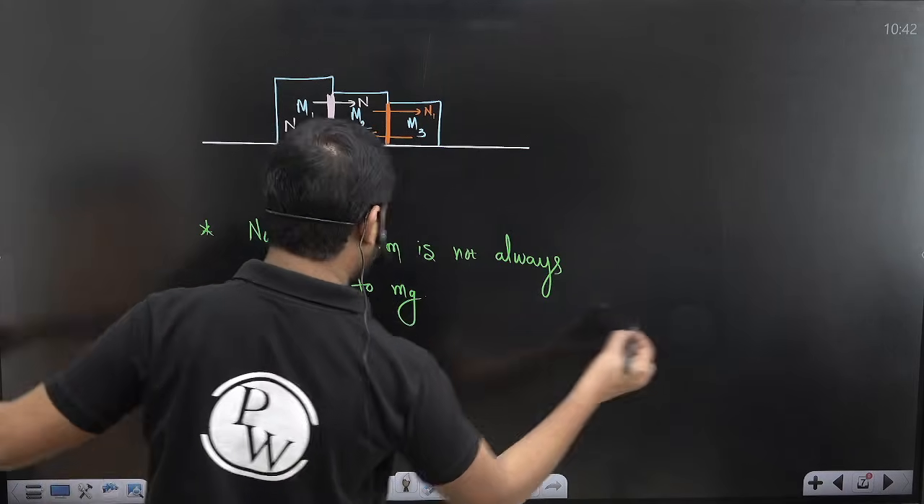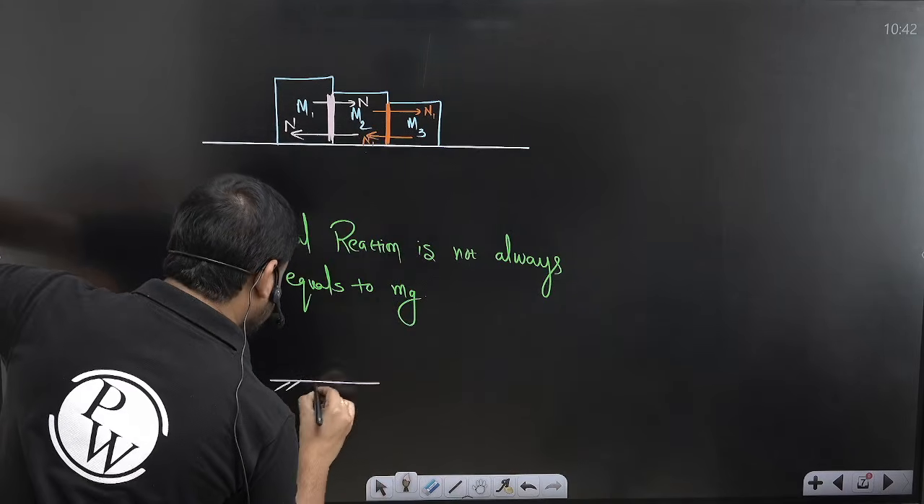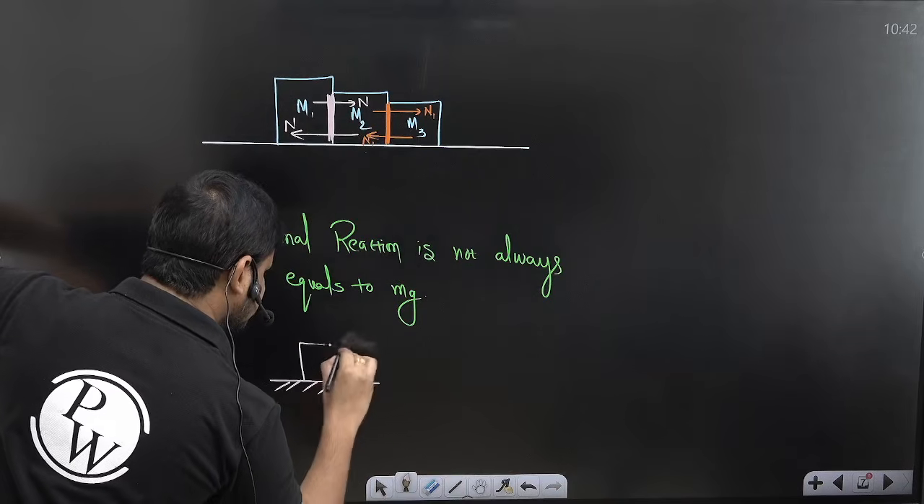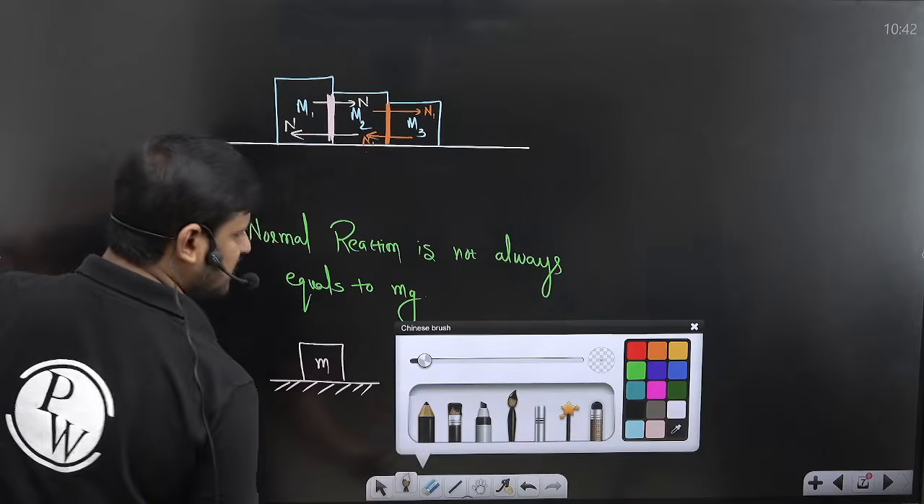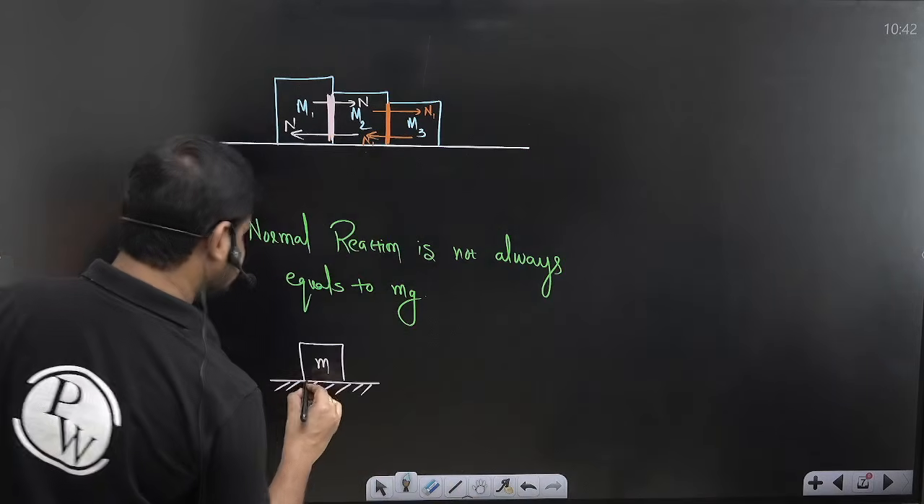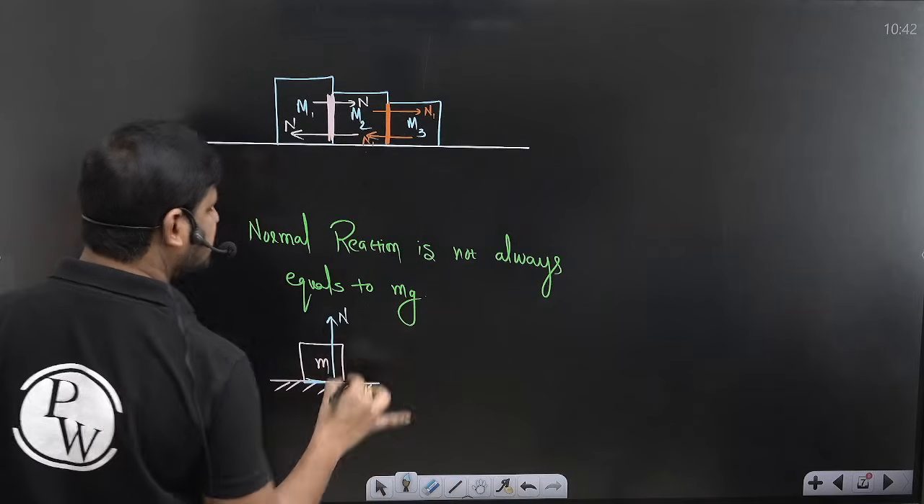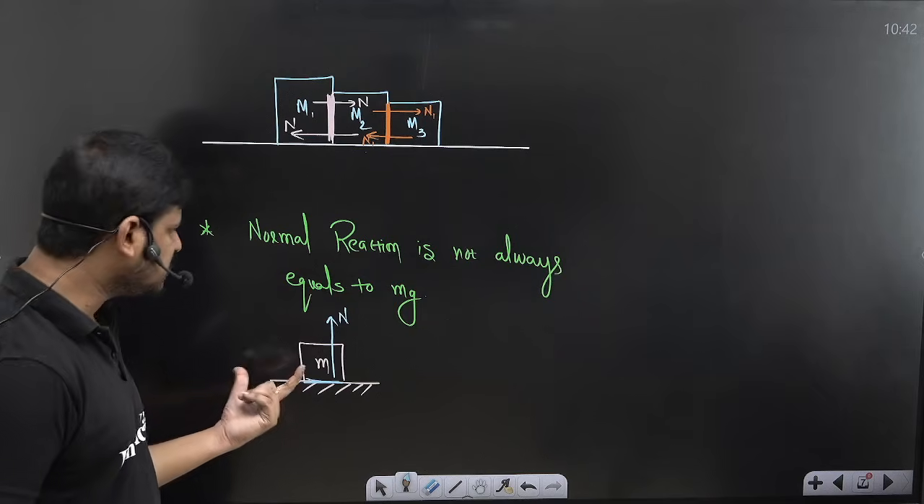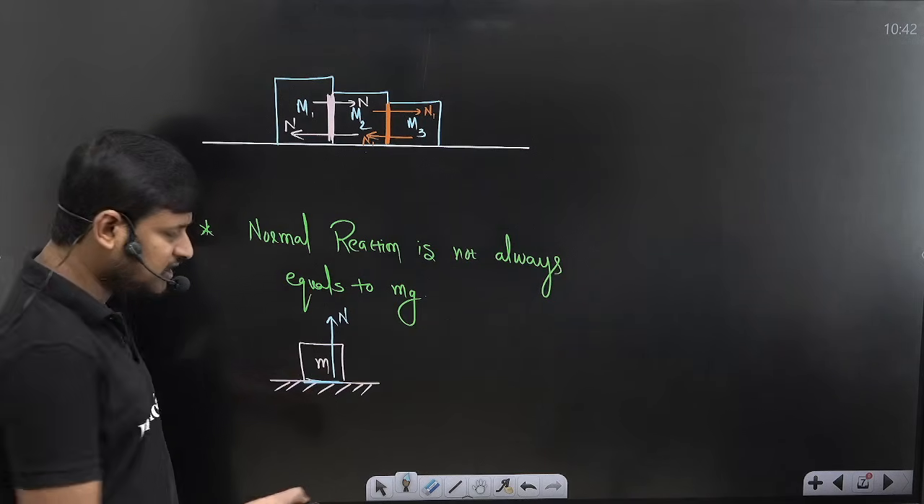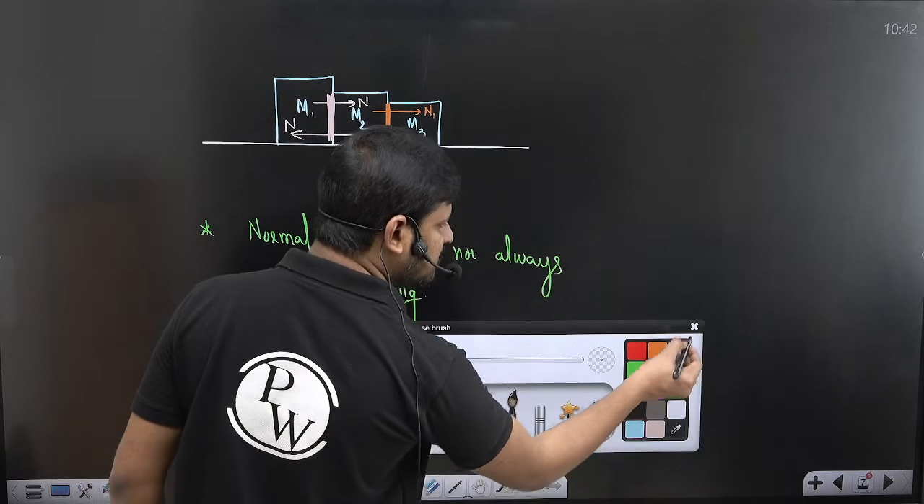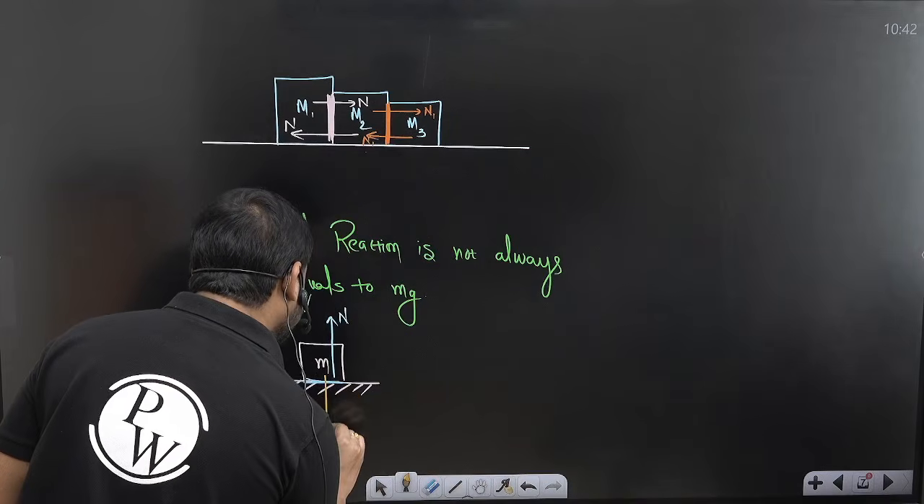For example, this is a ground or the surface. Consider this is a mass m. This is the point of contact. At this point of contact, the normal force acts like this. This is the normal force. What is the other force that is acting on the body? Its own weight, right? Yes. Its own weight, that is mg.